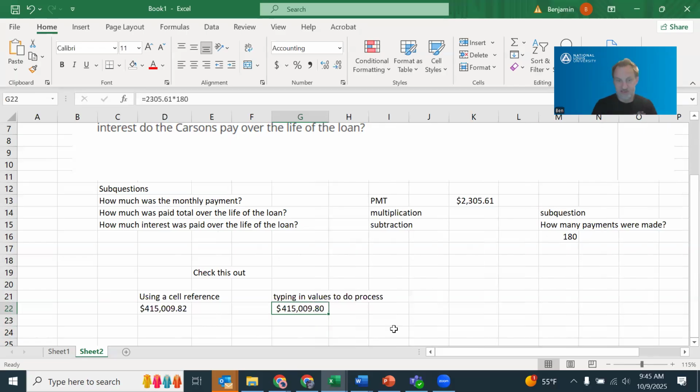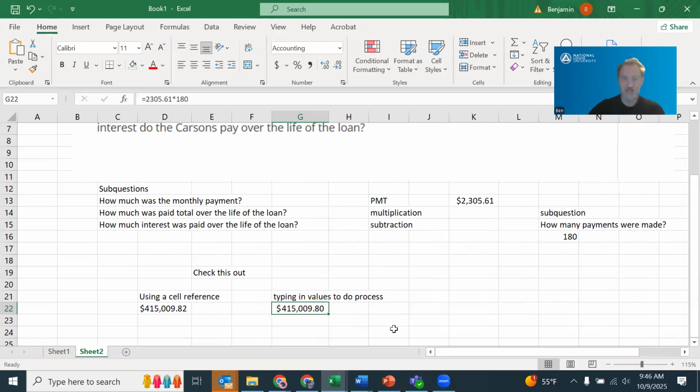Why would it be different if I use a cell reference? Oh, sorry. It's not 18 cents different. They were rounding to the nearest dollar. Now we're rounding to the nearest cent. It's 2 cents difference. Why would it be different if I use a cell reference versus if I do the typed in values?